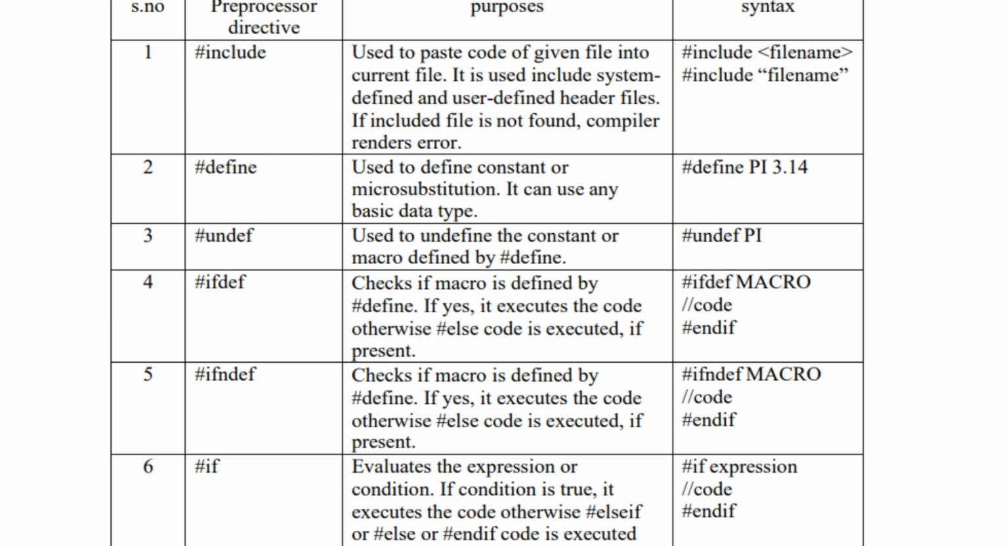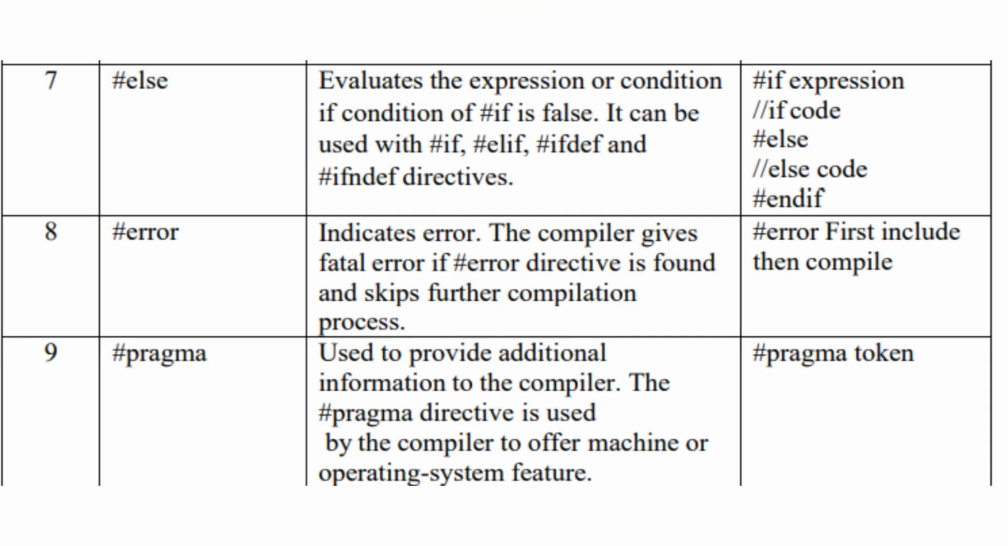If evaluates the expression or condition. If the condition is true, it executes the code, otherwise else. Else if code is executed if the expression of if is false. Else if evaluates the expression or condition if the condition of if is false. It can be used with if, elif, ifdef and ifndef directives. Else. Error indicates error. The compiler gives a fatal error if the error directive is found and skips the further compilation process. Pragma is used to provide additional information to the compiler. The pragma directive is used by the compiler to offer machine or operating system features.